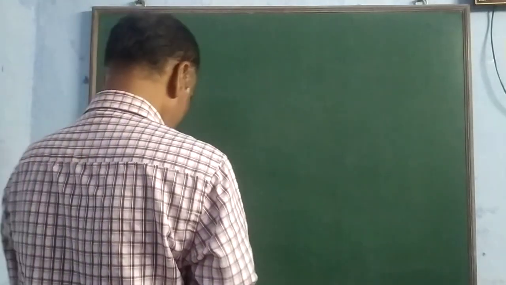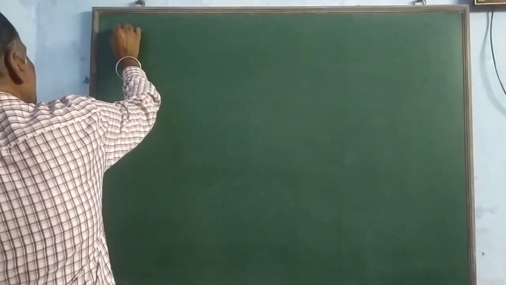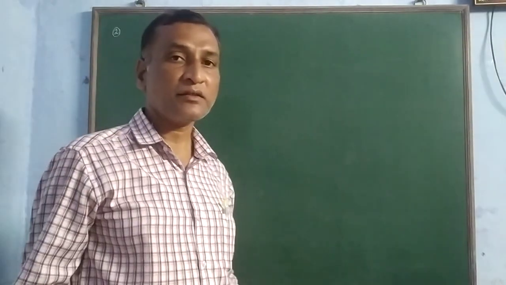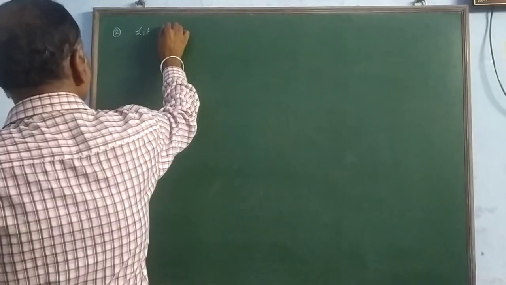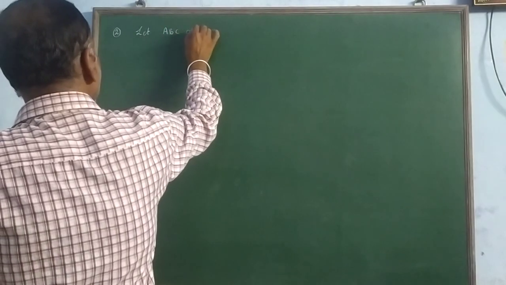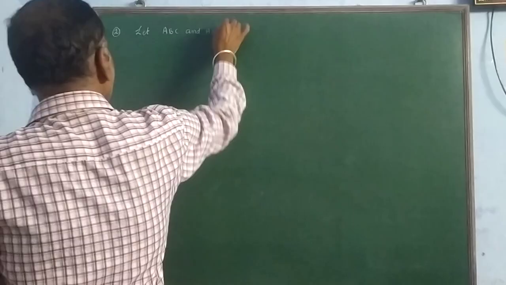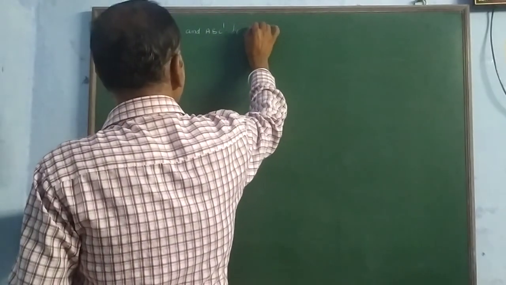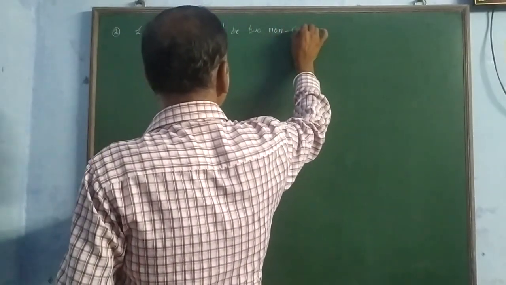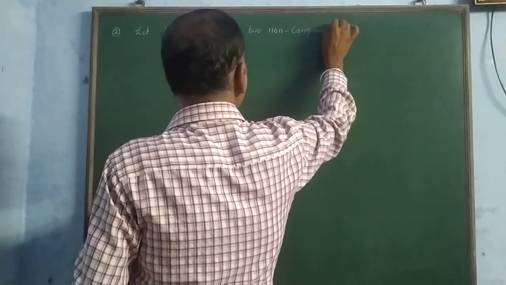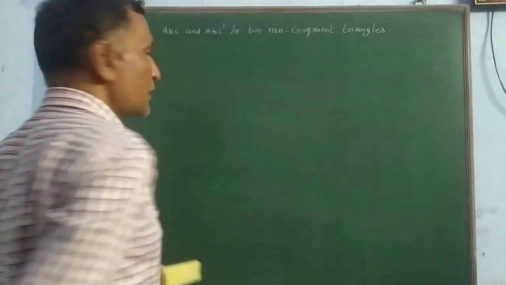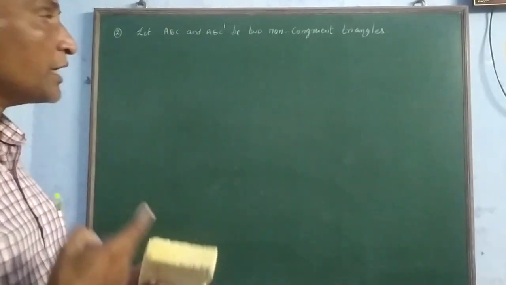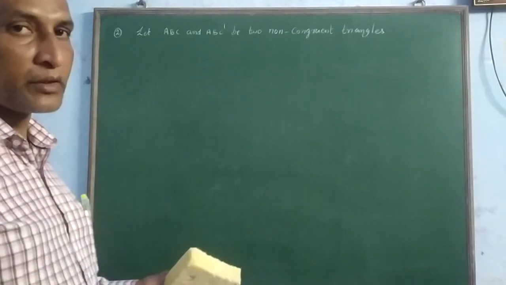Now, question number 2. Now we have to discuss question number 2. Write the question first. Let ABC and ABC dash be two non-congruent triangles, triangle ABC and triangle ABC dash.